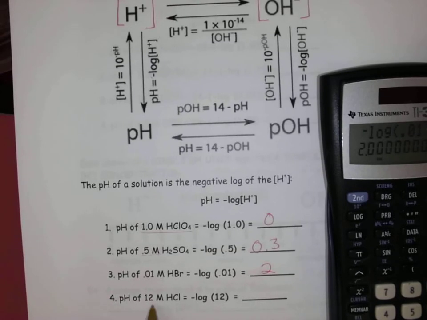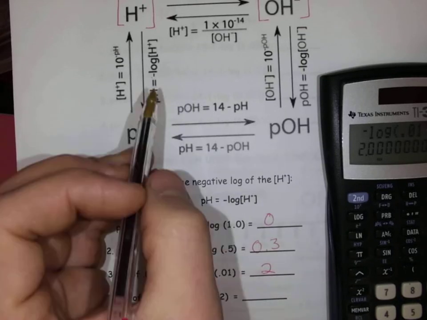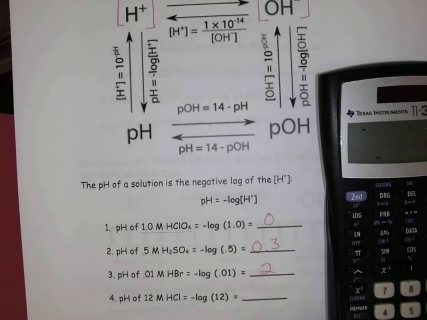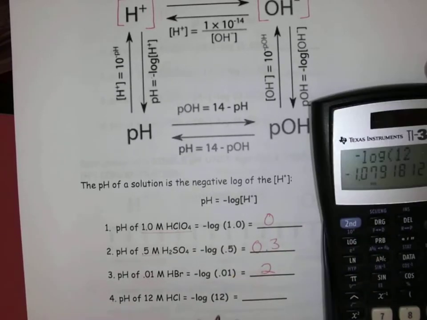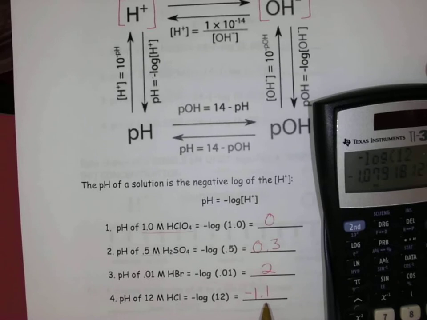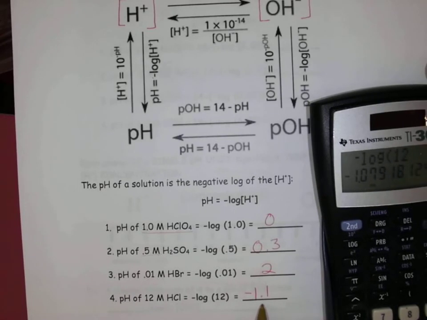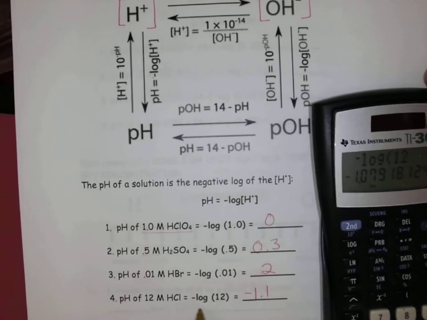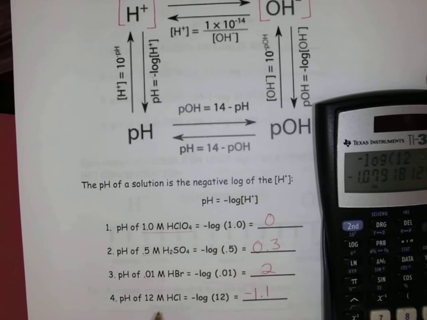pH of 12 molar HCl. Ooh, that's real concentrated, right? HCl is going to split up and give me 12 molar H plus. So negative log of 12, whoops, I get a negative 1.1. I thought we can't have negative numbers, right? The pH scale goes from 0 to 14. Well, we actually can. It's just very weird, okay? Like I said, this is really, really concentrated HCl, so it gets a little bit weird because of that.